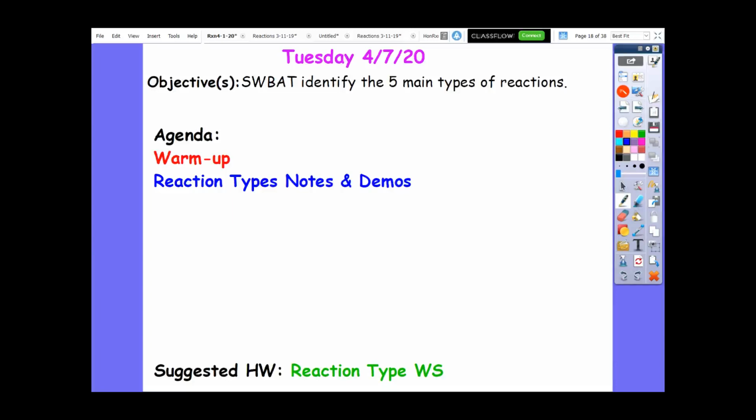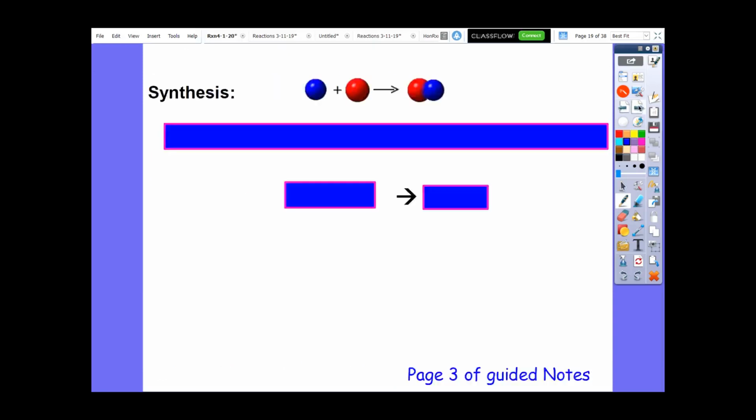So I would turn to page 3 of your guided notes. That's where we're going to start. So the first type of reaction is a synthesis reaction. So the basic reaction using A's, B's, C's, I have A plus B produces AB. A plus B gives AB.